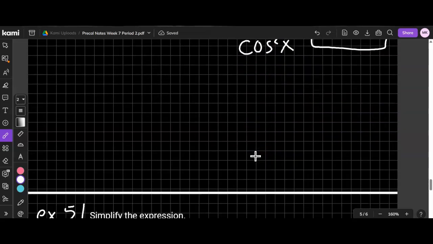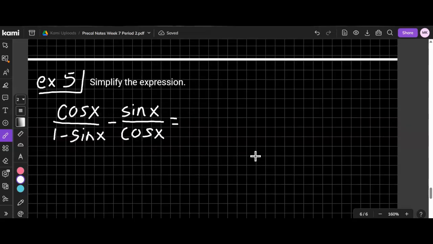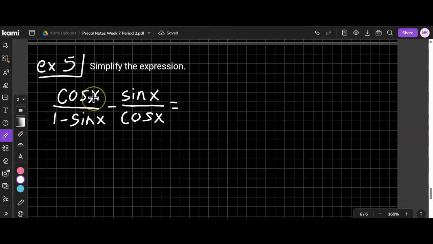So, last example, simplify the expression. We have cosine of x divided by 1 minus sine of x, subtracted by sine of x divided by cosine of x.